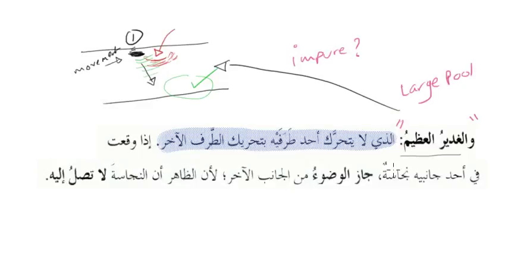So let me just translate this. A large pool, where one of the sides does not move when another side is moved: when impurity falls in one of the banks or sides, then wudu is permissible from the other side, because the impurity does not reach it, i.e. the impurity does not reach the other side.